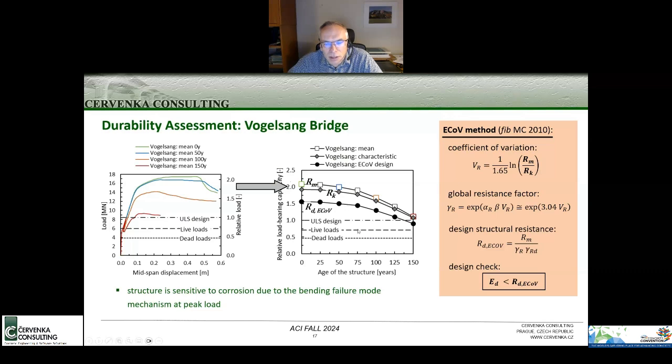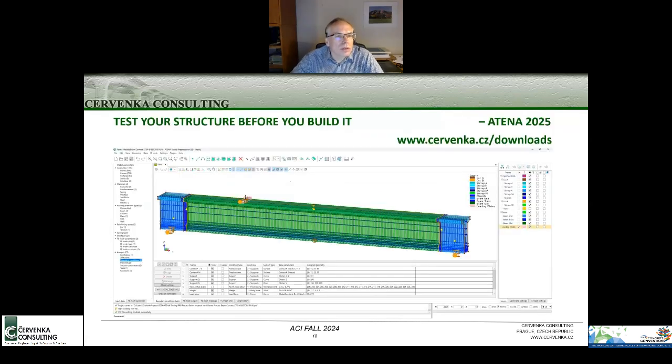And from this graph, we can then identify when the design strength reaches the ultimate limit state. We can identify the time when the bridge should be removed or maybe retrofitted. So with this, I would like to conclude and bring out the motto of our work, that is to test your structure before you build it. And we recommend to use ATENA to do that.